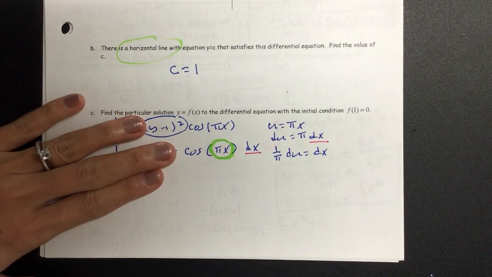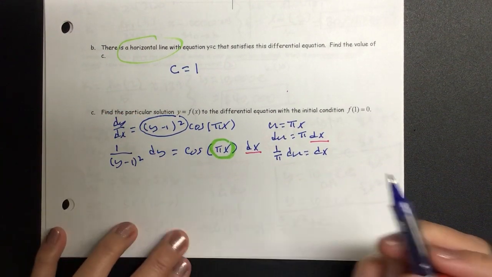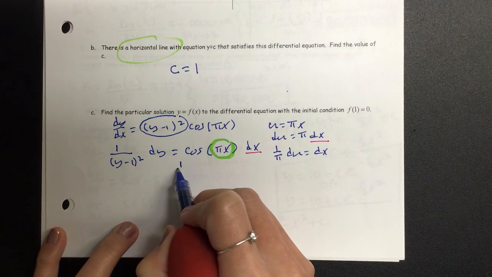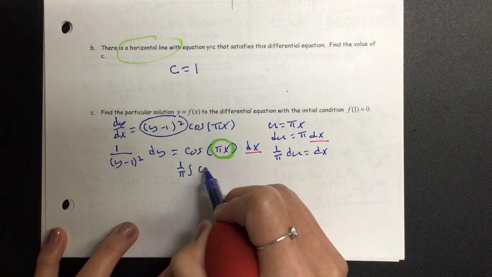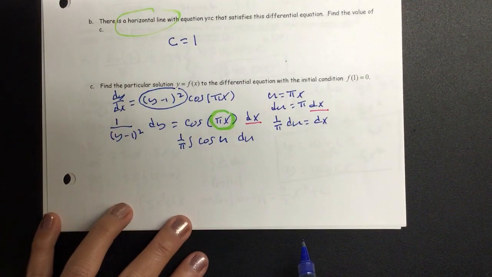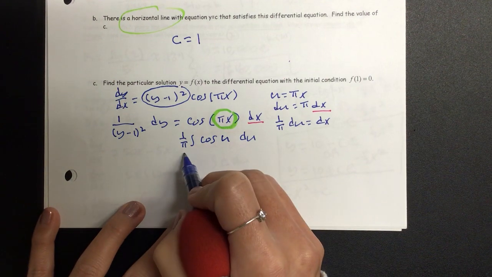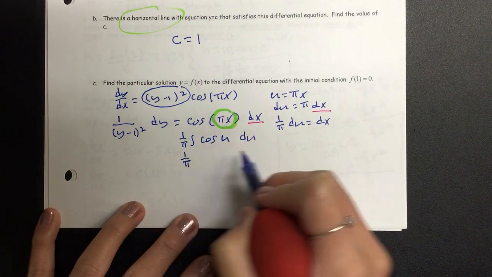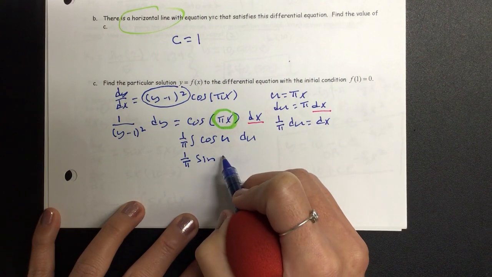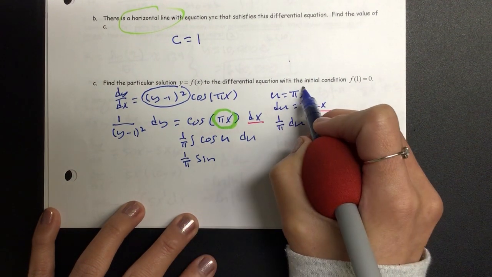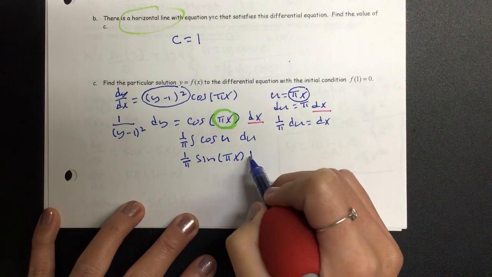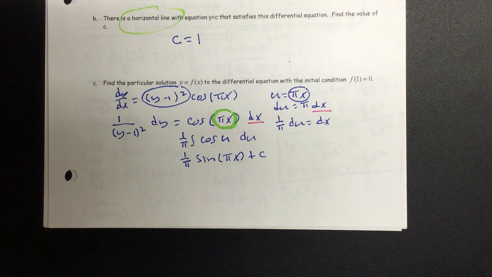So completely ignore the left side. We're just integrating separately. So we're now looking at 1 over pi that I'm going to kick out, integral of cosine u du. What is the integral of cosine? Negative sine? Or sine? Sine, very good. And for sine u, to save room, let's go ahead and plug in pi x. And we're going to write plus c just one time. So the right side is done.